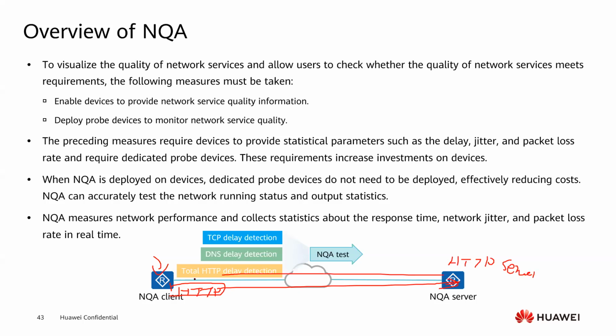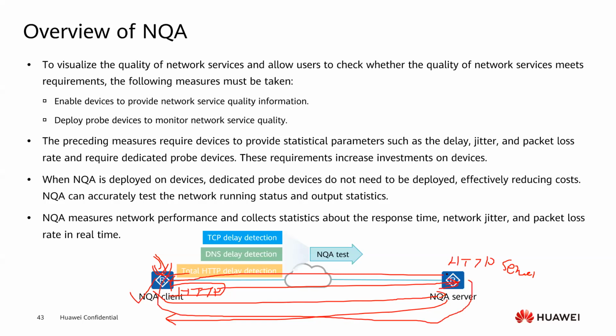And it will reply, and send out, and reply. That's all. Then the NQA client will collect that information and do the calculation to check whether those HTTP packets have packet loss, what the latency is, and whether it has very bad jitter or not. So you can say the NQA test is nothing related to the real traffic. They only create their own traffic to do the testing.